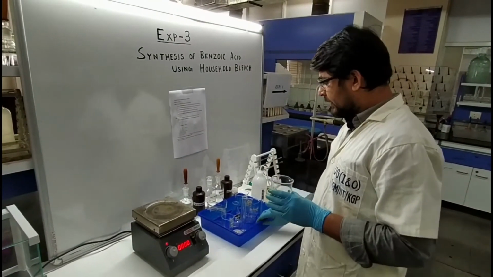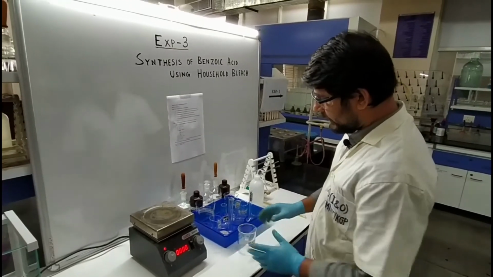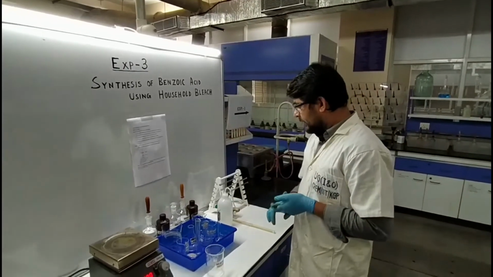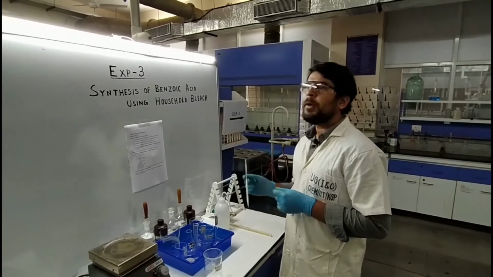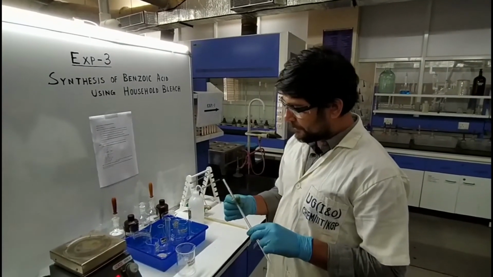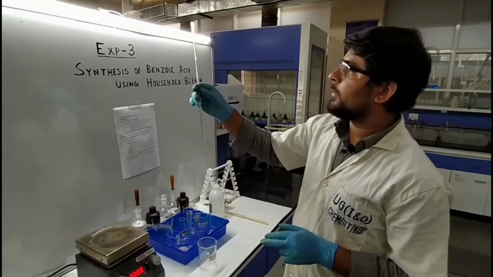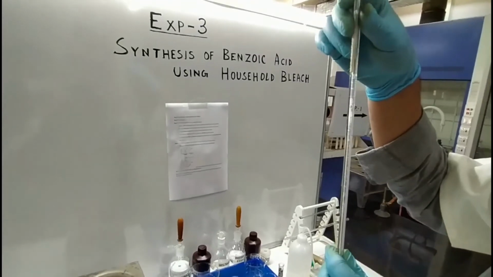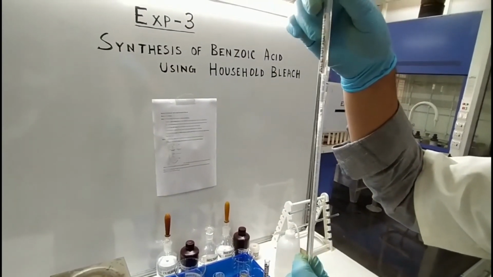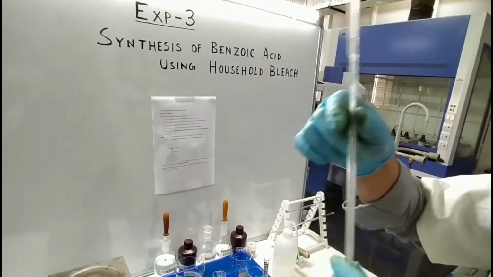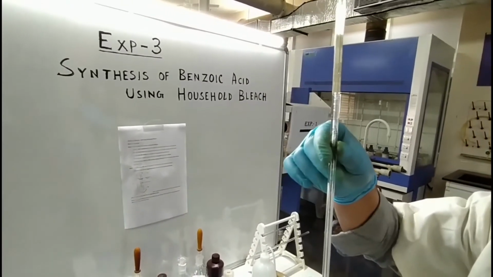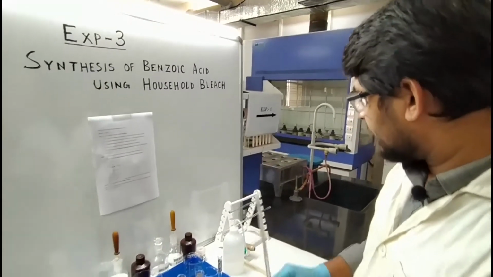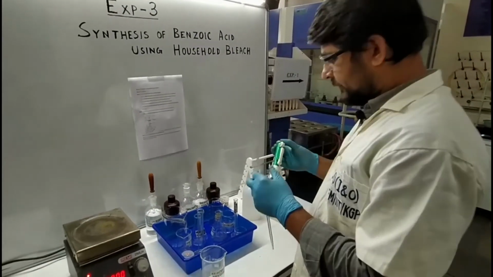So what things are required to start the experiment, to start the reaction? First of all, we need 0.72 ml acetophenone. Here you can find a pipette. This pipette is exclusively for acetophenone, and it can measure only 1 ml. So how much is needed? 0.72 ml. So I am going to take this 0.72 ml acetophenone.